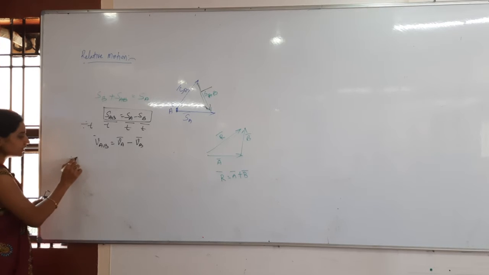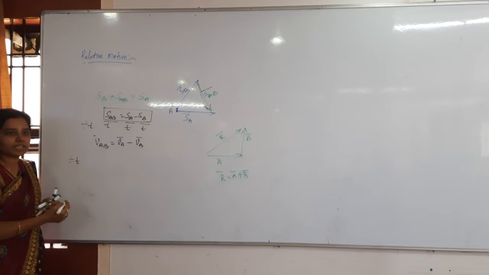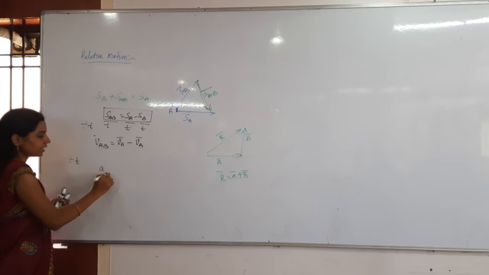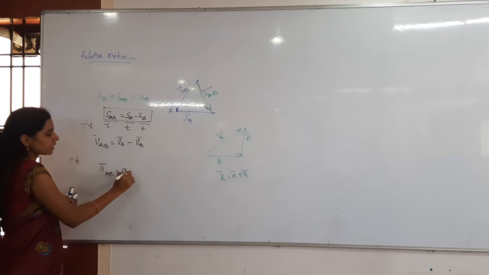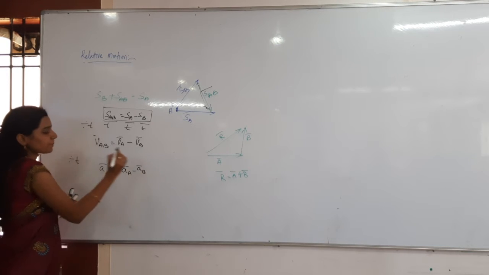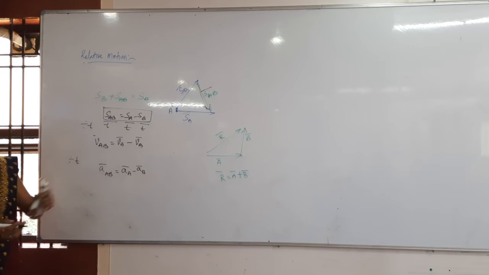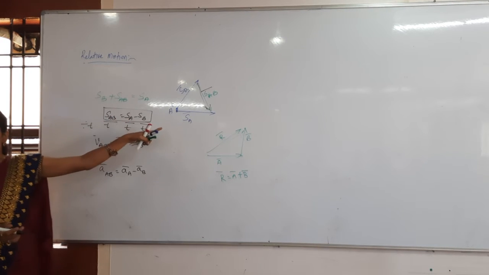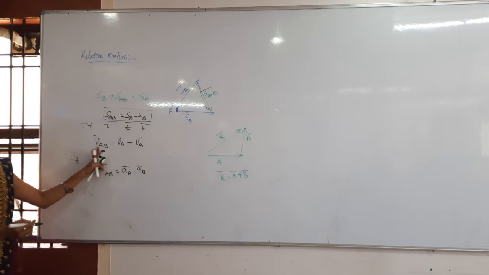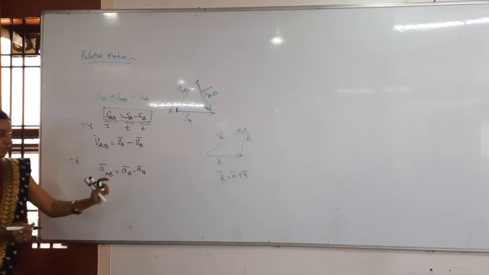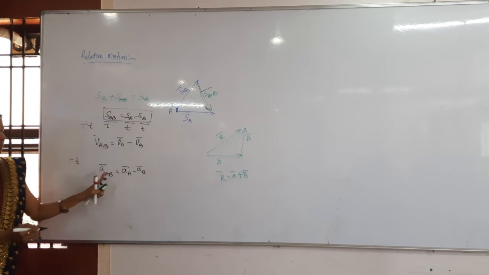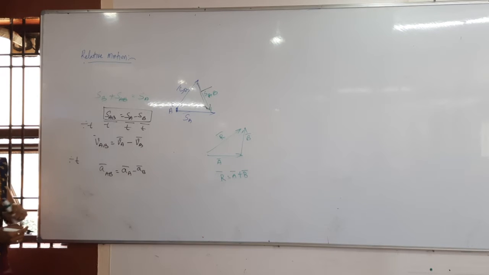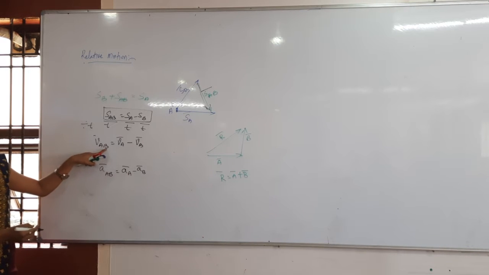Again if I divide by T, what will we get? Acceleration. So AAB is equal to AA minus AB. If you want only displacement, directly take SAB equals SA minus SB. Velocity is VAB equals VA minus VB, and acceleration is AA minus AB.